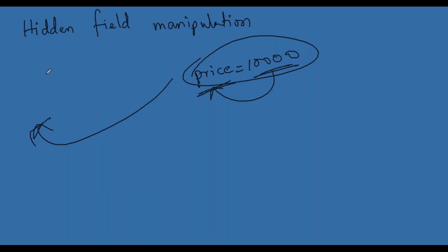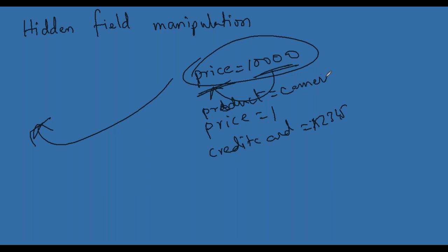Now the attacker would try to manipulate this field. He will try to modify, let's say, price equal to 1 rupee, and then he sends it back with your credit card information. You have entered your credit card, say 1, 2, 3, 4, 5, and you buy that specific product. Let's say the product you are trying to buy is a camera. So by manipulating this hidden field, you are trying to buy that same product at a lesser price.